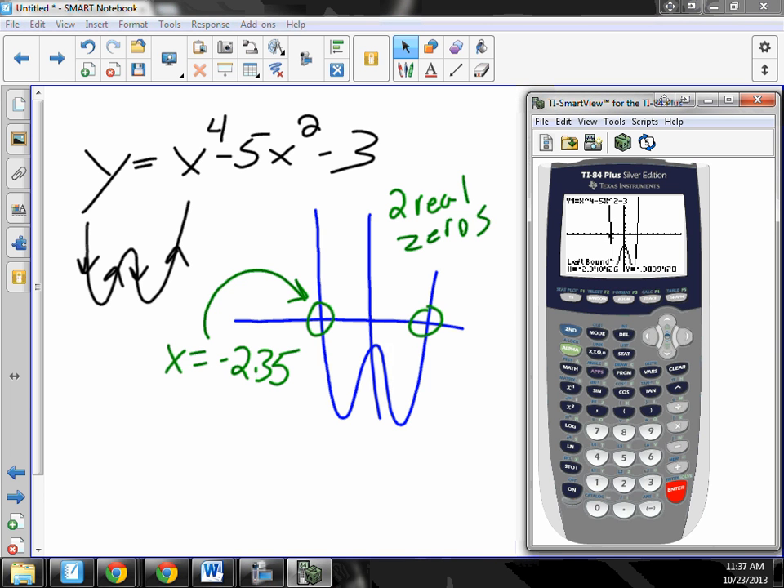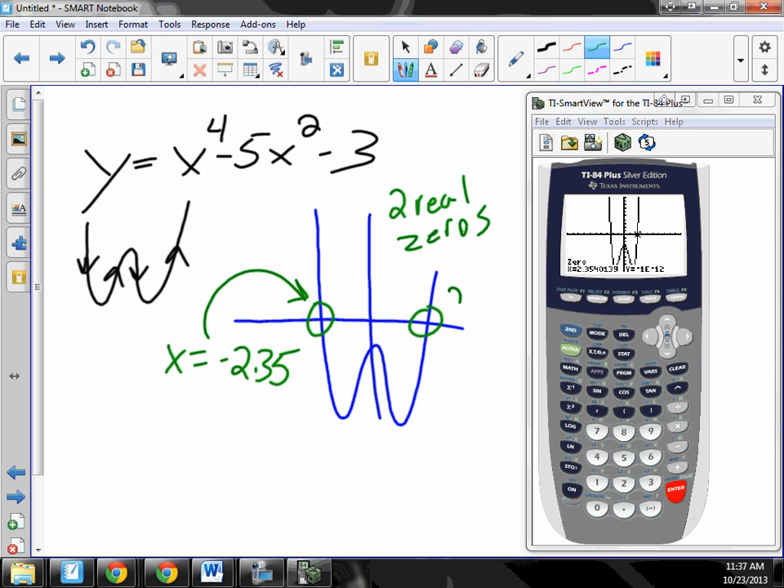And do the same thing on the other side. Zero, somewhere between 2 and 3. So 2 is my left bound. 3 is my right bound. And then I'll do 2.5 as my guess. And that's going to give me 2.35. So x equals 2.35 on this side. And lastly, I need to calculate the relative mins and maxes. And if you look at this graph, I have one relative max, and I have two relative mins.